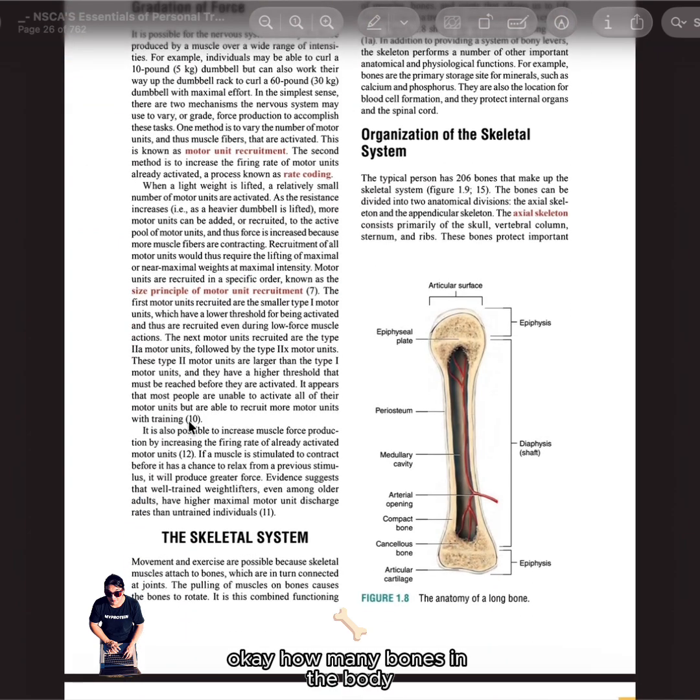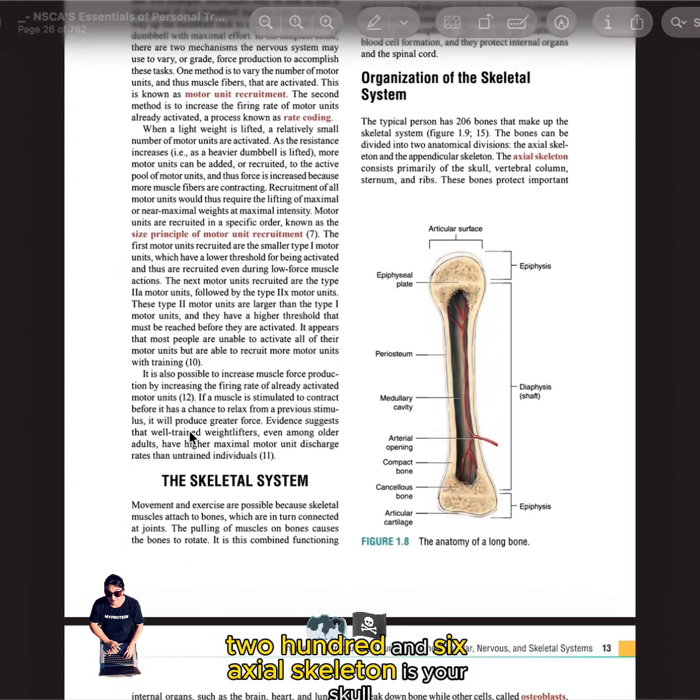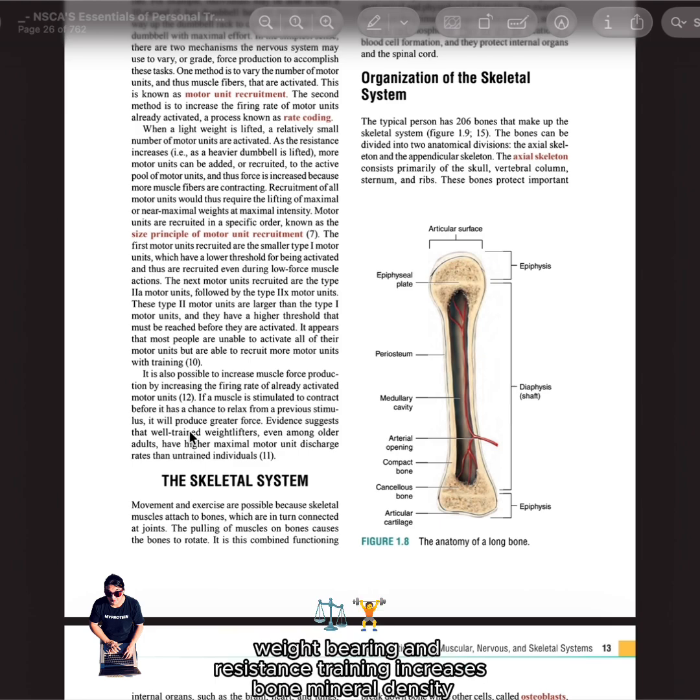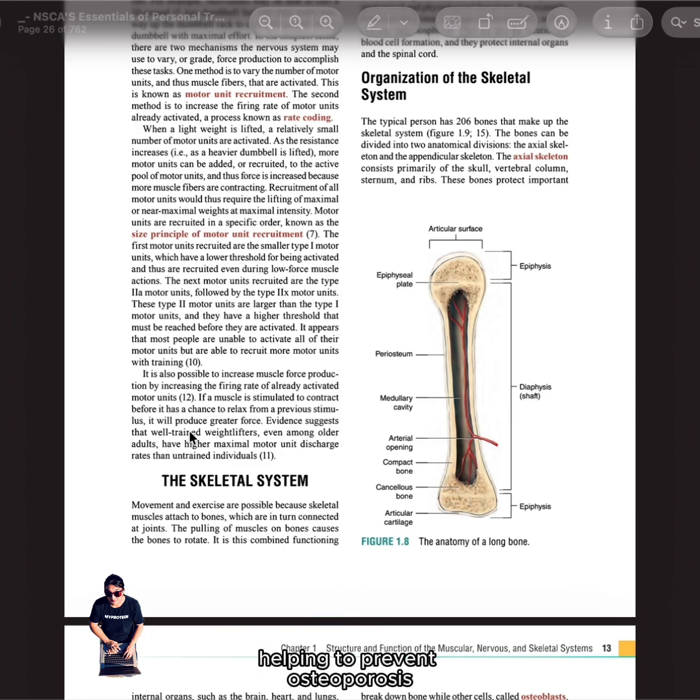Okay, how many bones in the body? 206. Axial skeleton is your skull, vertebral column, ribs, and sternum. Appendicular skeleton is the bones of the upper and lower limbs. Bone health. So bone remodels based on stress. Know Wolff's Law. That is basically what that is. Weight bearing and resistance training increases bone mineral density, helping to prevent osteoporosis.